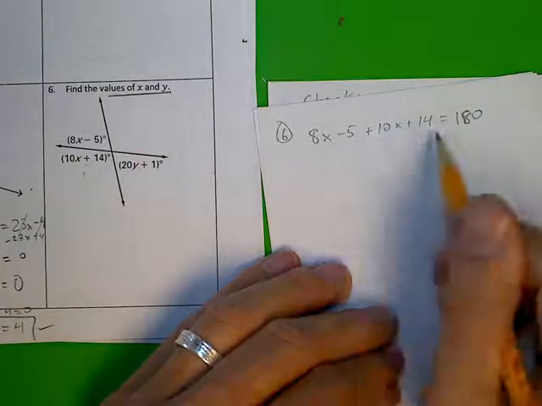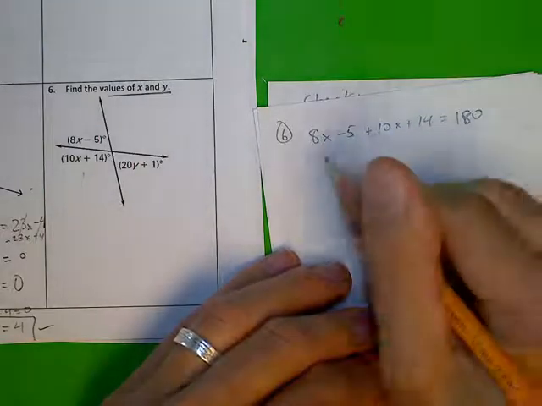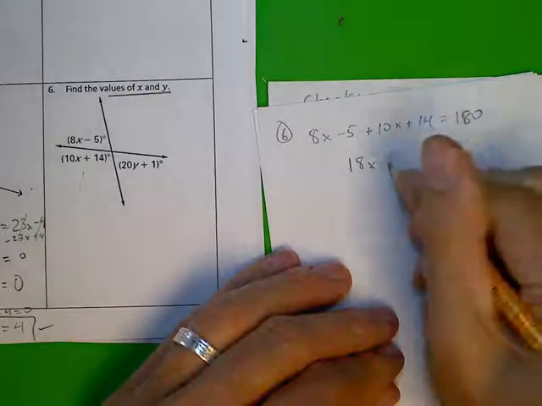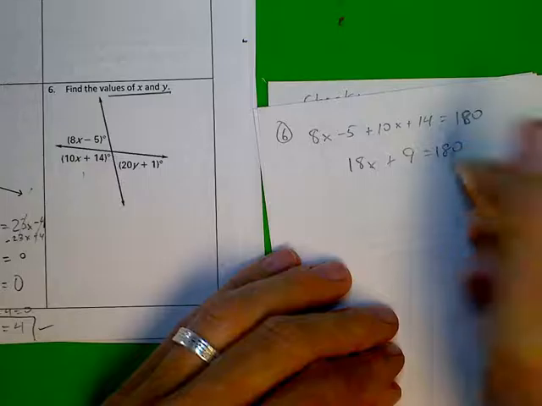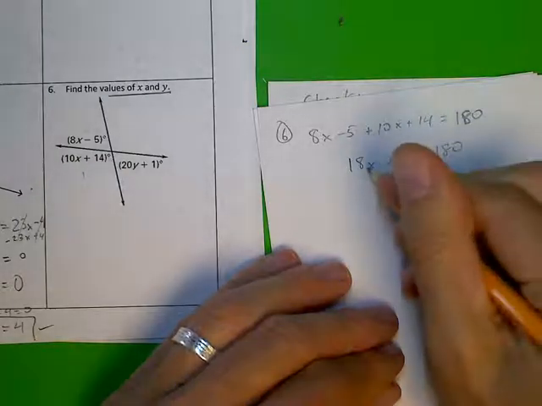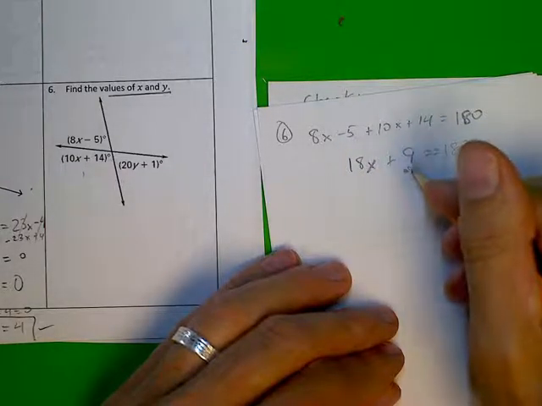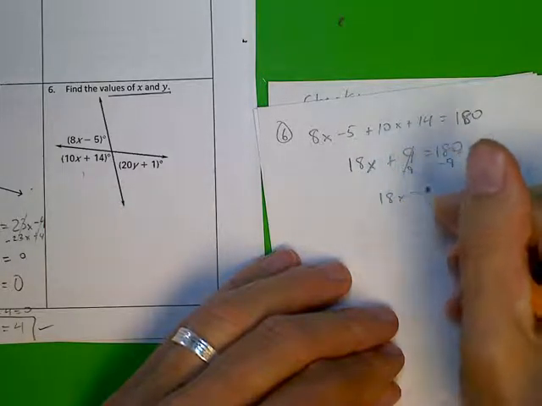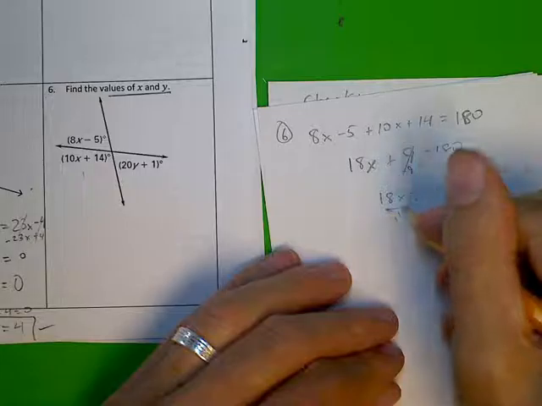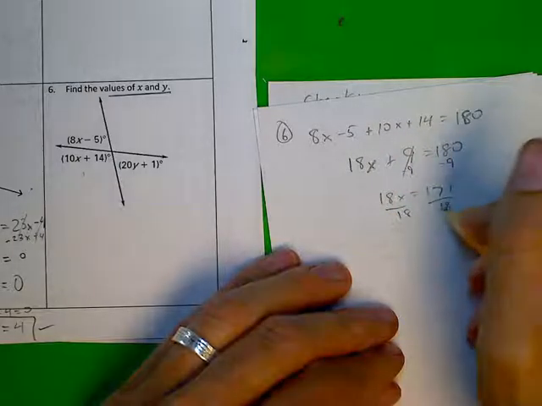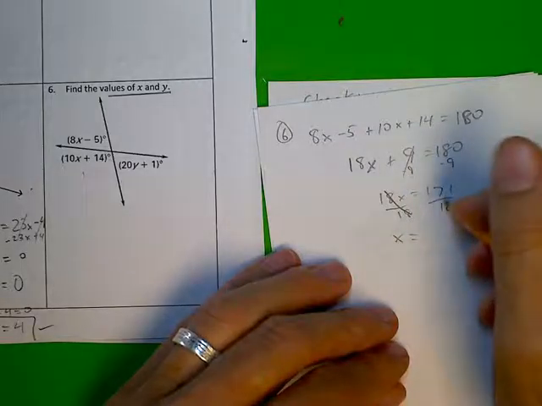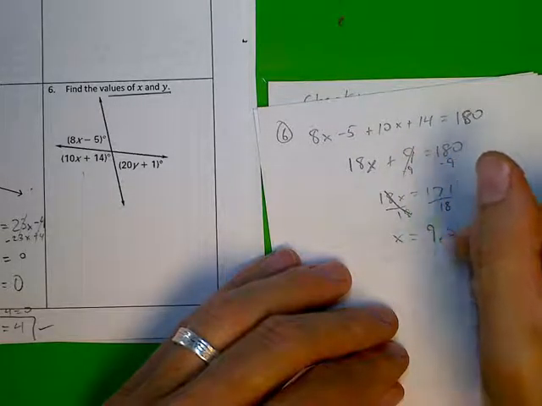Now, this is a linear equation, so we want to try and get x by itself. First, let's combine like terms. 18x plus 9 equals 180. And now I want to try to get the x by itself. So I might move the 9 over first. 18x equals 171. And then I might divide by 18. Now I've got x by itself, and what does x equal? So that's going to be 9.5.